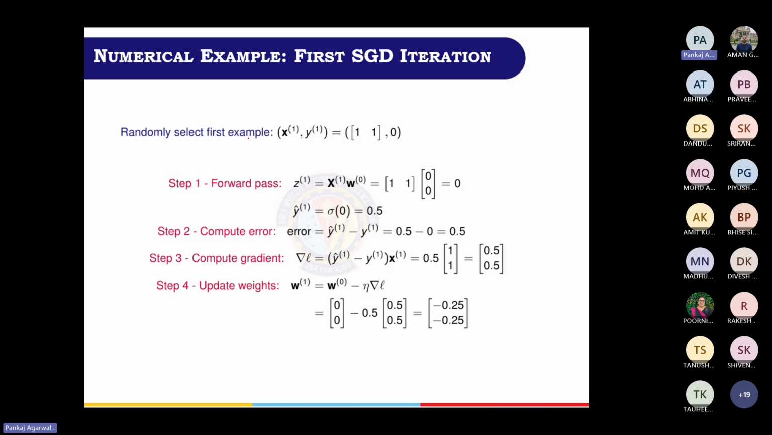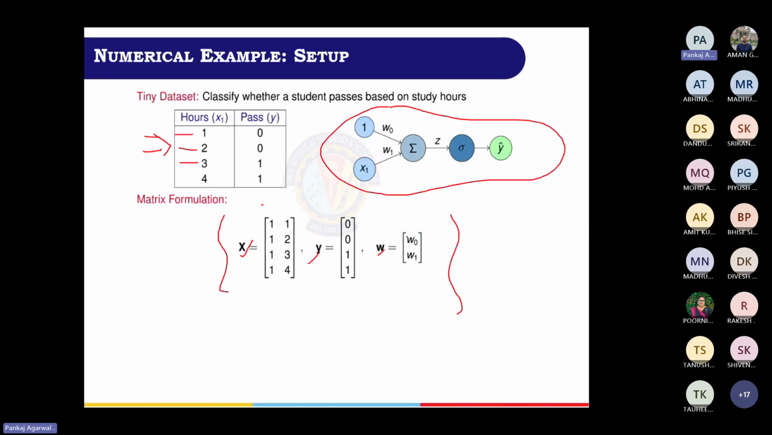So randomly select the first example. Suppose I've selected this one. So what I'll do is a forward pass. This is the input, and the weights that we have taken were 0, 0, right? So obviously 0. And what we have obtained is 0.5, right? Similarly, you would compute the error in that case. So you get the error of 0.5 because 0 was the initially taken and 0.5 you received, right? That was the output, isn't it?